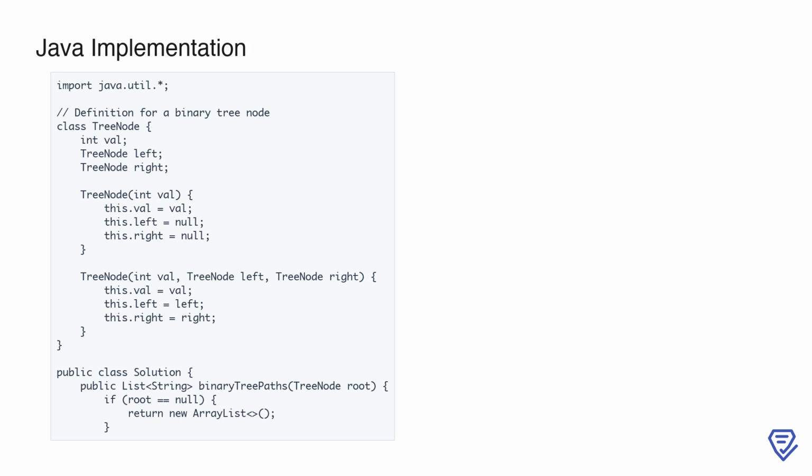Next, we define the solution class, which contains our main method, binaryTreePaths. This method takes the root of the binary tree as input and returns a list of strings representing all root-to-leaf paths. We first handle the edge case where the root is null by returning an empty list, ensuring that our solution gracefully handles an empty input tree.